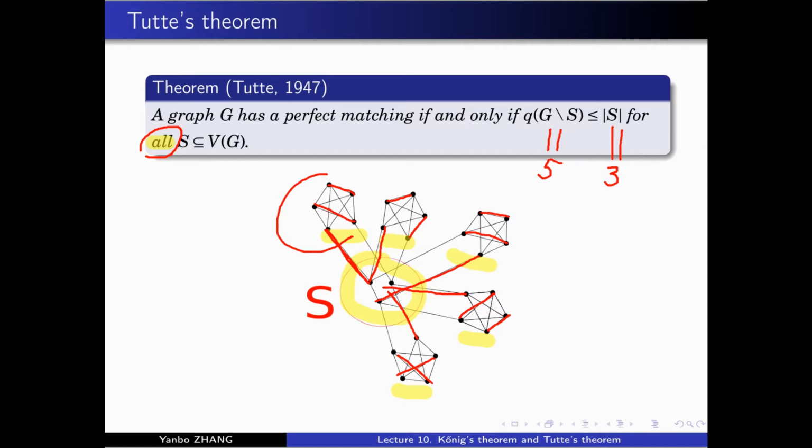For general graphs, the number of odd components q(G minus S) should be less than or equal to the size of S for every subset S.